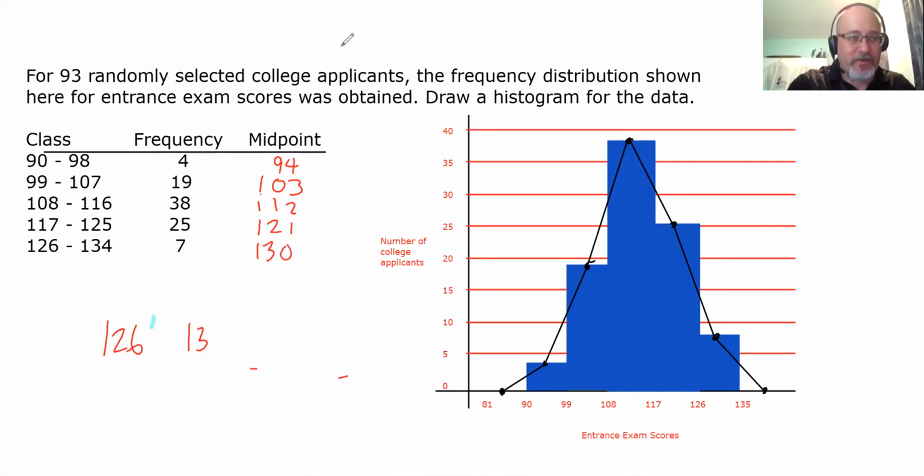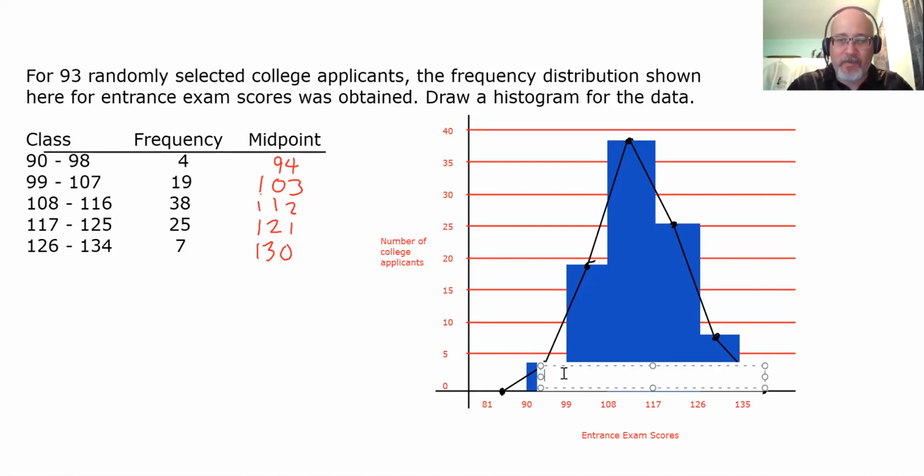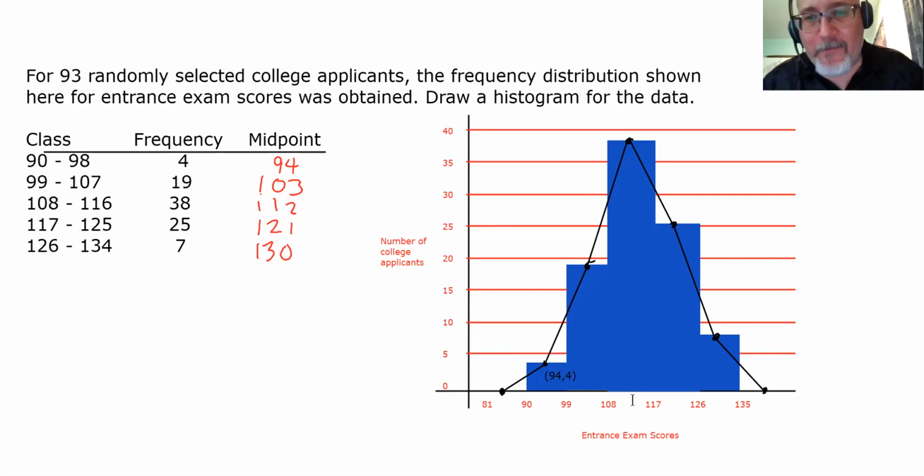And at this point, we can label all of the midpoints on our graph. I'm going to type these in black so that they're a little bit easier to see. We'll bump up the font size just a little bit. For the first class, its midpoint is 94 and its frequency is 4. That is the ordered pair associated with that first midpoint.